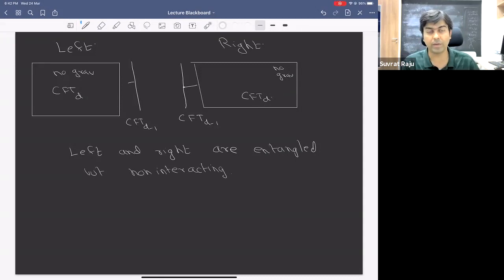So the left system interacts with itself and the right system interacts with itself. So the right CFT D-1 interacts with the right bath, and the left CFT D-1 interacts with the left bath.